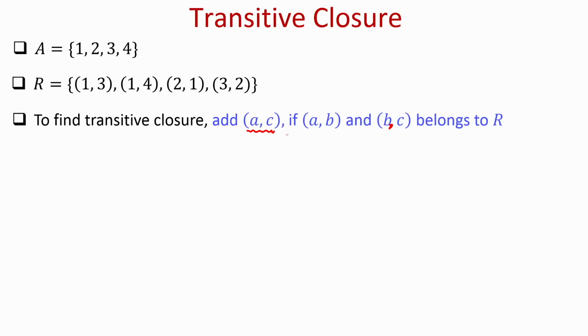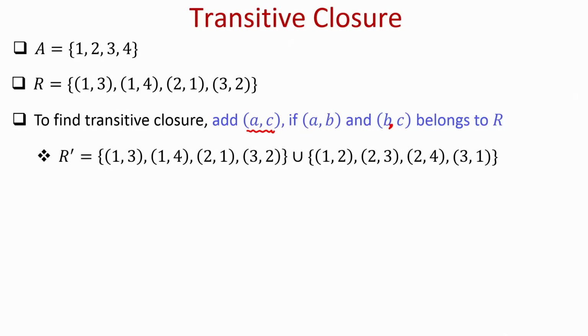because only when I add such ordered tuples of the form A comma C to the relation R will it ensure that the transitive property is satisfied. So, let us try to do that. You are given the original relation R, and I am taking the union of the original R and all the ordered pairs of the form A comma C which are needed to ensure the transitivity property. So, for instance, I need to add 1 comma 2.